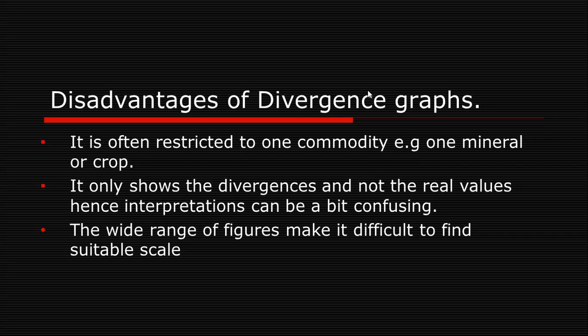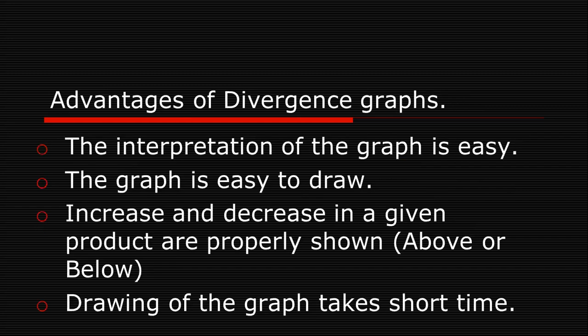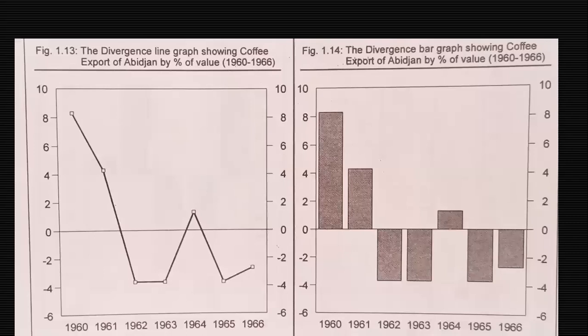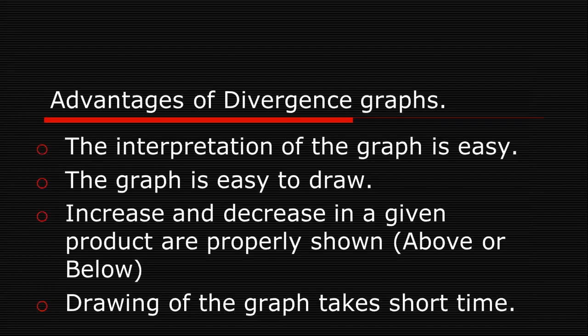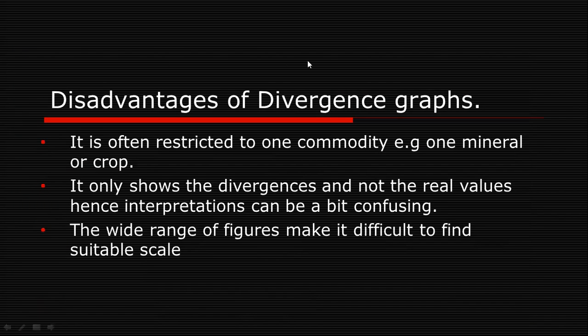No, usually we have said that one of the issues is that when they give you divergence, they will only give you 1 mineral or 1 crop. They cannot be many. So the key that you will use, you will only shade using 1. It cannot be for many. No, they will not do that. That is why we have given the disadvantage that this one is only restricted to 1 commodity, which can be 1 mineral or a crop. So they cannot give you many. Those cases are not there.